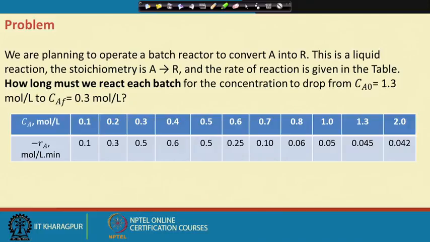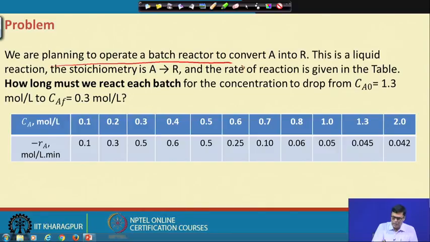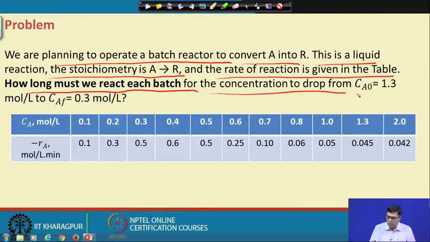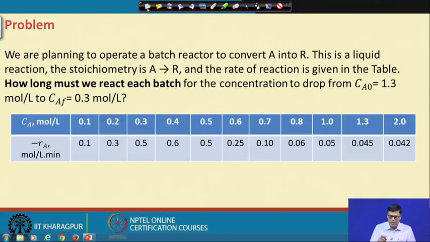We are planning to operate a batch reactor to convert A to R, and this is a liquid reaction. The stoichiometry is A to R, and the rate of reaction is given in the table. How long must we react in each batch for the concentration to drop from Ca is 1.3 mole per liter to 0.3 mole per liter, and this is the data that is given. This problem is apparently similar to the type I discussed in the last lecture, so let us see how we analyze it.